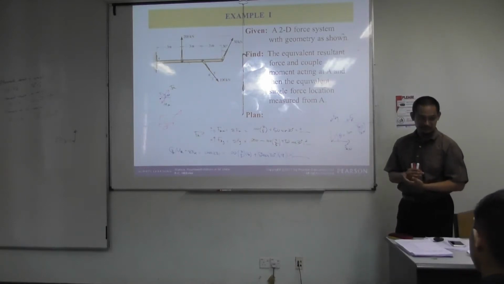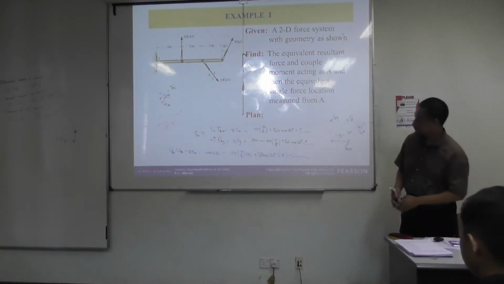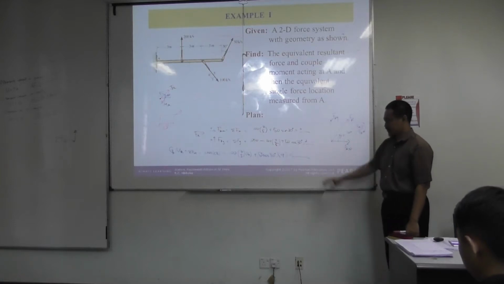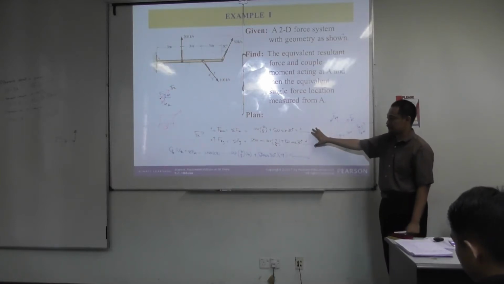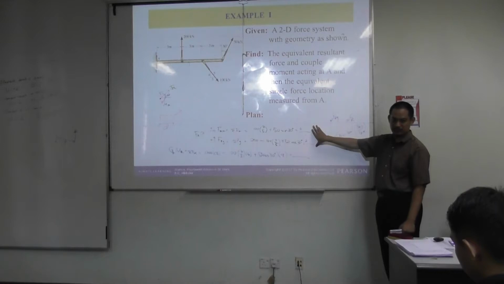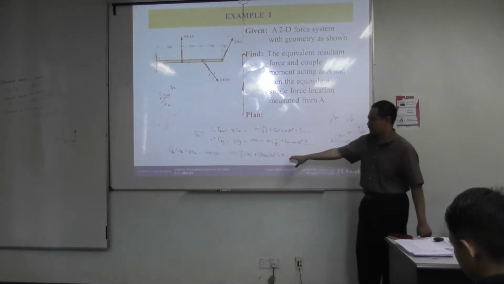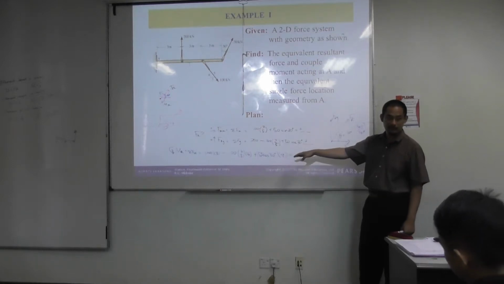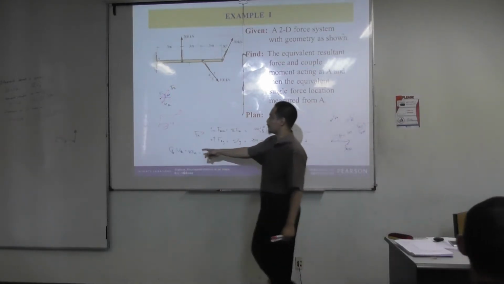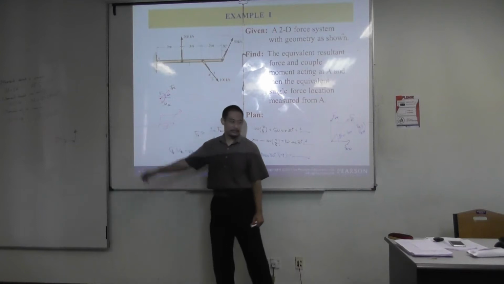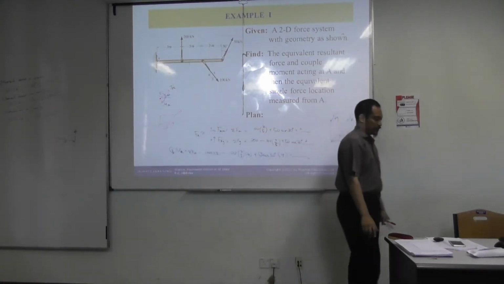Clear ke tak clear ke? This is straightforward. This is just using what we have learned so far, right? This is what we have learned in chapter 2, early on when we learned about moment about a point. This is basically calculating moment about point A. Okay, what about the second part?